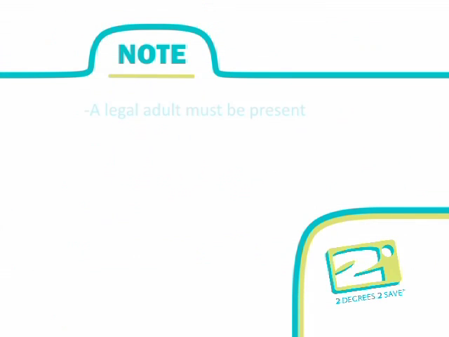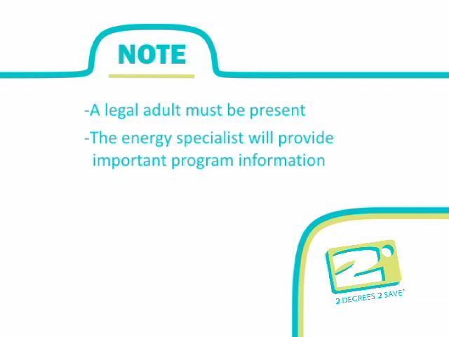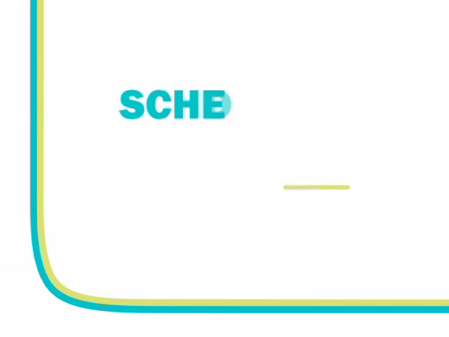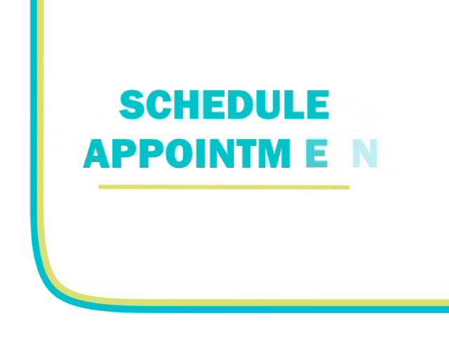A legal adult, which is an adult that can make decisions for the location the appointment will take place, must be present during the appointment. This is necessary as the energy specialist will provide important program information, and customer approval to perform some installation steps may be necessary. Your student manual provides possible questions customers may have concerning this program. Familiarize yourself with these and answers to other frequently asked questions in the student manual to better prepare yourself in responding to customers' concerns. Now it is time to schedule the appointment with the customer.